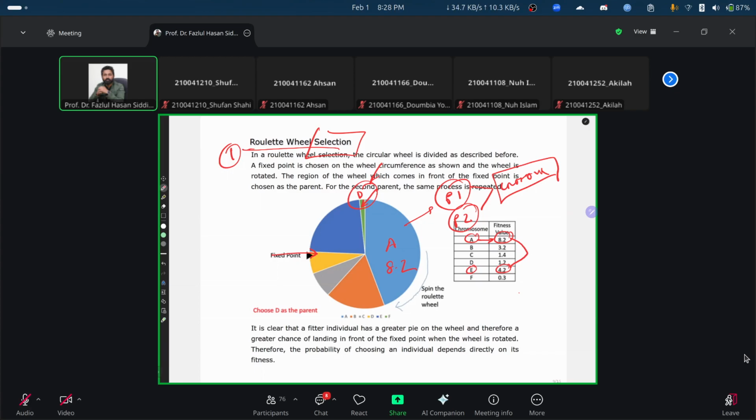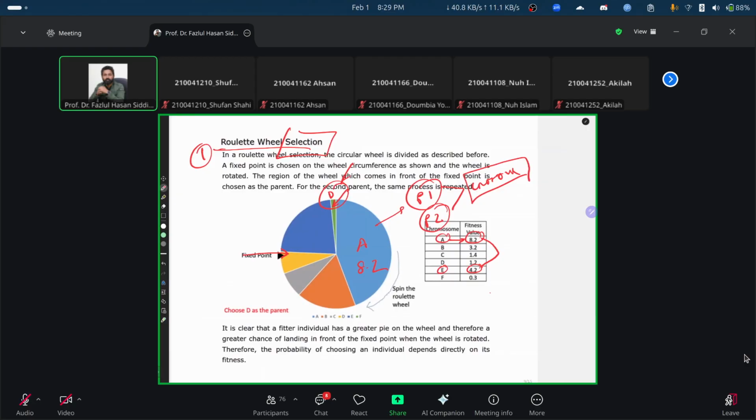So hope you understand. In short, there are two messages. One, a high quality solution will generally win as a parent, but a low quality solution, due to the probability, due to the randomness, has the chance to enter the crossover process as a parent. This way we can break the tie, we can break the conventions, and we can get rid of the local minima. So this is called the roulette wheel selection.